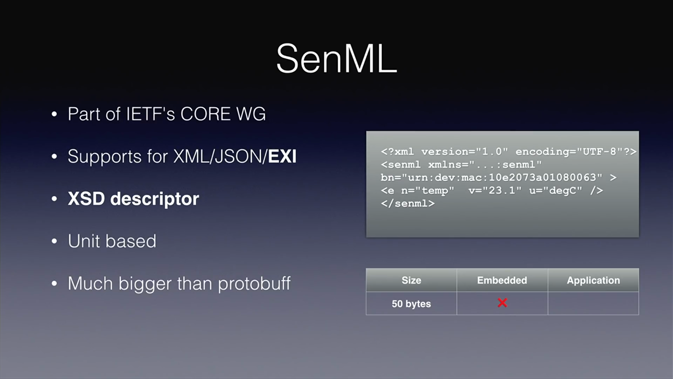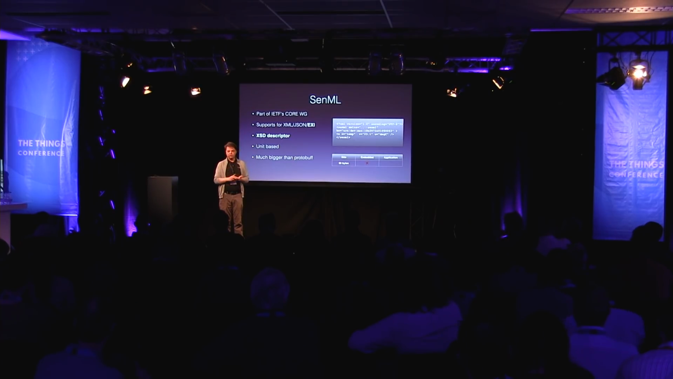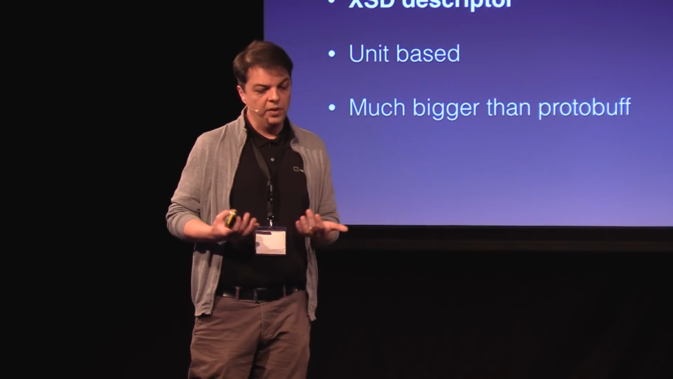There is another option if we want to go further, for example, SenML. SenML is a payload format that is part of the IETF CoRE working group, and it has been written to be used over XML, JSON, or EXI. And EXI is an Efficient XML Interchange format, a binary one. It comes from either XML or JSON, but to move from the human-readable to the binary one, we need an XSD descriptor. I didn't show it here, but that's a big one, bigger than the protocol buffer to me.